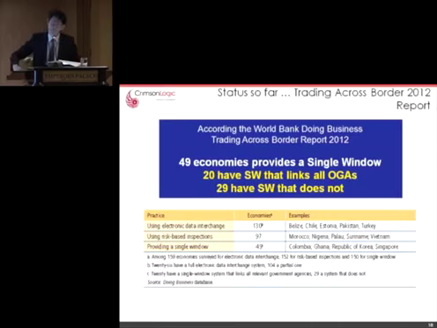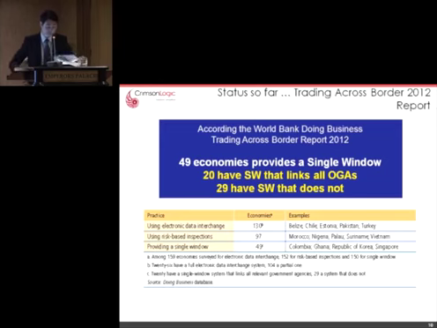But prior to that, let's take a look at the Trading Across Borders report by the World Bank in 2012. Basically, it says that out of the 200 over economies, only 49 economies have a single window, of which 20 link all OGAs. That means 29 do not have all the OGAs that are necessary in a single window. Okay, so if that's the case, then where are we? Where are these 29 economies?